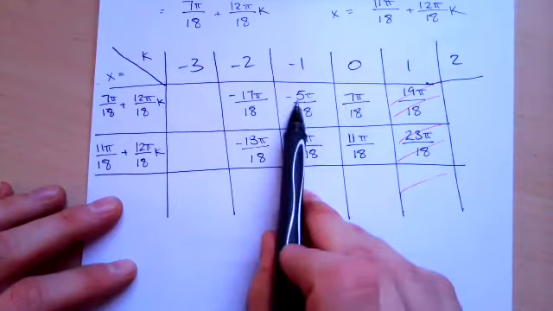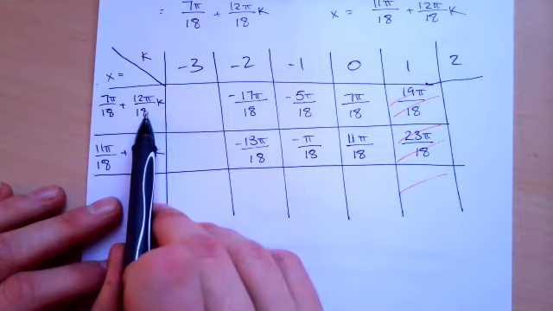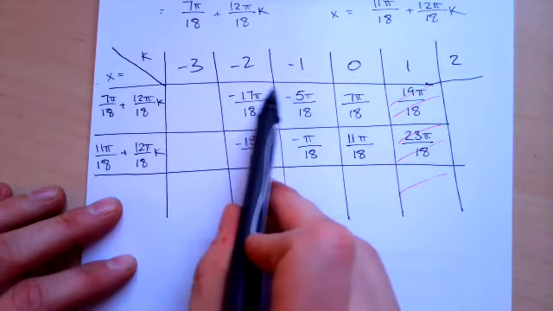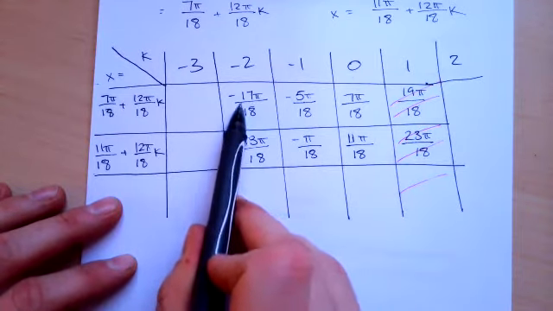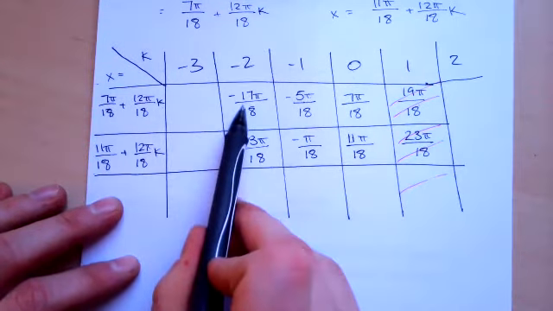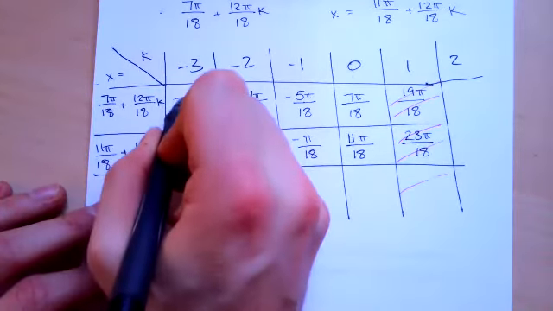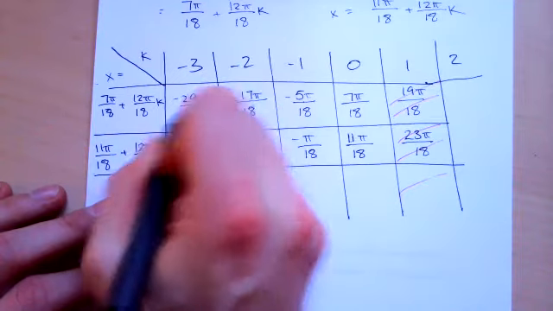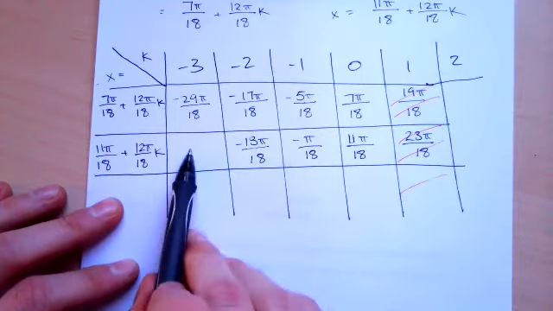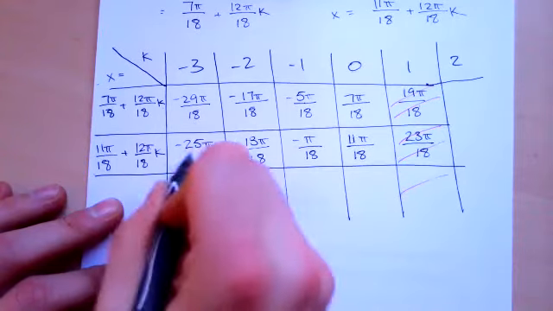How do we go from 7 to negative 5? I subtracted 12 pi over 18. What if I go from negative 5 to negative 17? We subtract 12 pi over 18. So how do I get this next one? I can just take the value I'm starting out with, negative 17, subtract 12 in the numerator. So our next one would be negative 29 pi over 18. Same thing here. I'm at negative 13, subtract 12. So we'd be at negative 25 pi over 18.